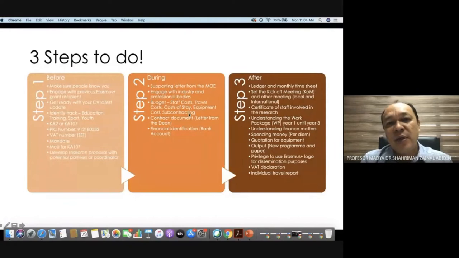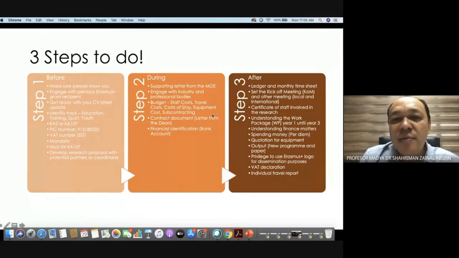For example, for equipment, what equipment do you want to buy? In the Industry 4.0 project last time, we at UiTM were handling more on technology and green design, so we requested high-end software and hardware for designing a product, a furniture. We gave a high-end spec and it cost more than 60,000 euro, and we managed to get that.